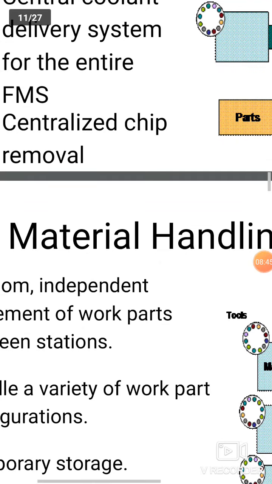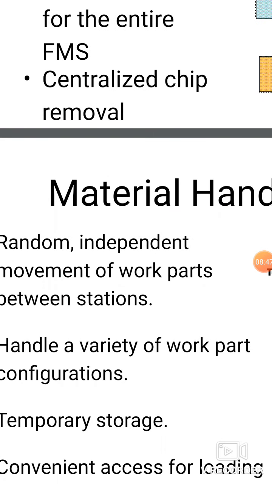Next comes material handling. What is material handling? The various automated material handling systems are used in FMS to transmit the material or work parts between processing stations. While the process is running, materials are automatically handled and replaced wherever needed. This includes automated guided vehicles.